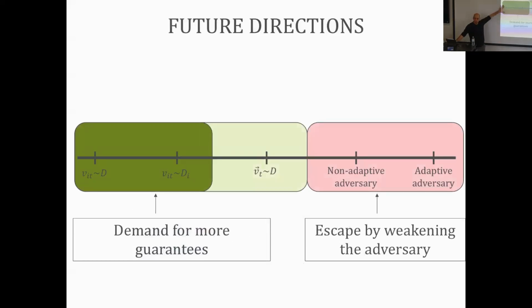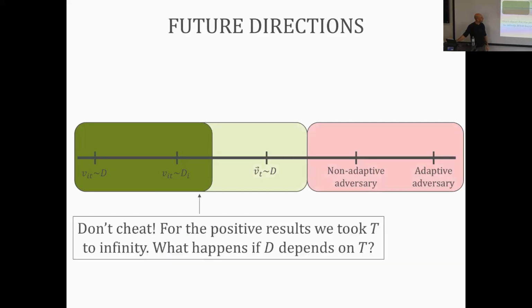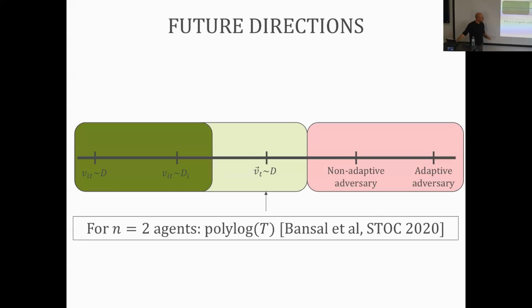So this is kind of my understanding of this problem. Demand for more, escape by weakening. Let me mention a few things as a final note. I cheated big time. The way I cheated is for these results, I took t to infinity. Yes, I double dipped. Right here, it was known stochasticity, and t was picked by the adversary. Here, the adversary wrote the distribution, and I took t as large as I wanted. So this problem is significantly harder.